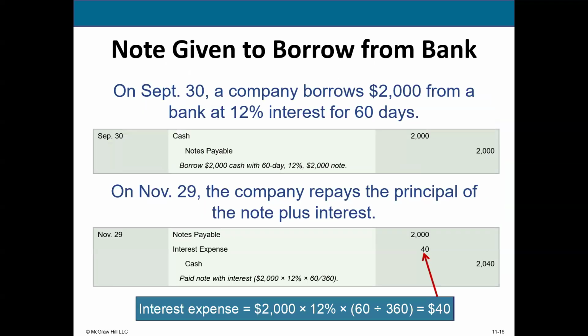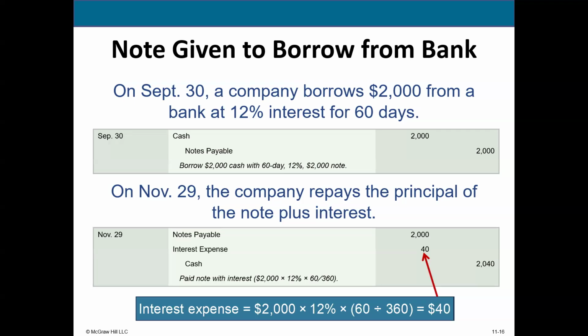Next, I'd like to show you a note payable that stems from a loan from the bank. So very, very similar in nature. So we took out a short-term loan from the bank to cover some expenses. So September 30, we took out the loan for $2,000. It's a 12% interest, 60-day note. So we received the cash from the bank, debit cash, credit notes payable. Okay, simple. The next transaction represents the payment of that note. So we debit notes payable, debit the interest expense, and credit cash.